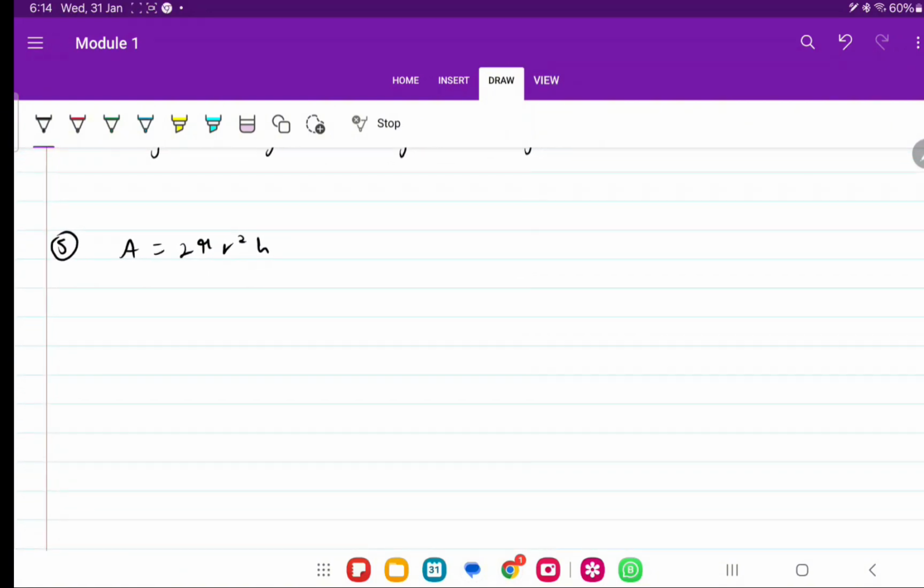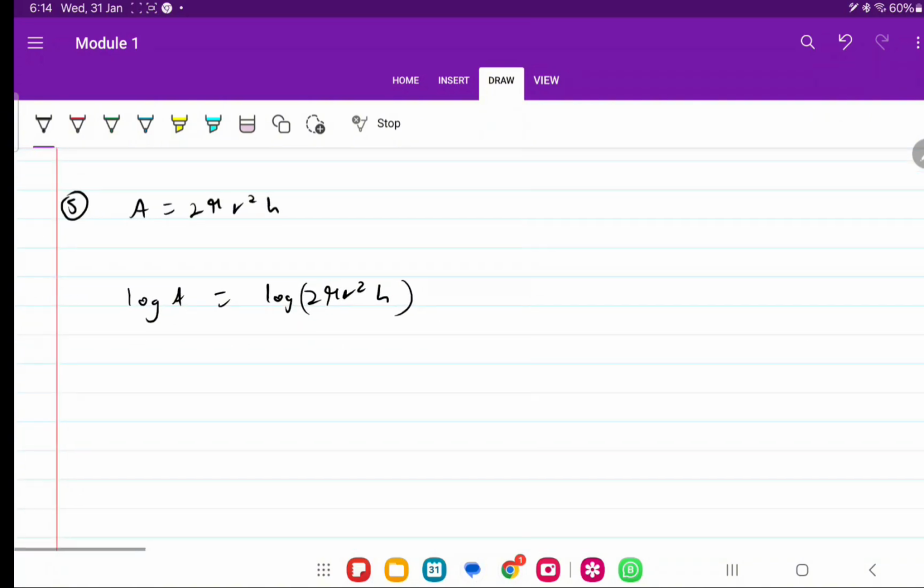So I have another equation. Again, I log both sides. I have the log of A is equal to the log of 2 pi r squared times h. That is the argument. I can apply the product law. The log of A is equal to the log of 2 plus the log of pi plus the log of r squared plus the log of h.